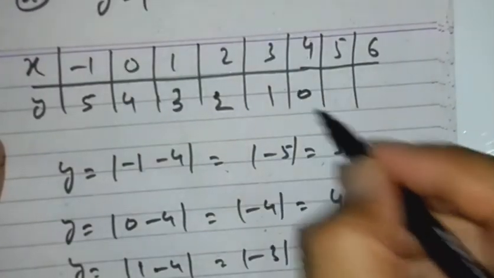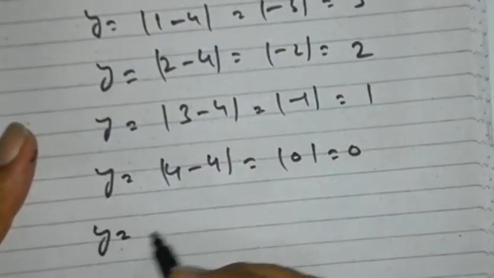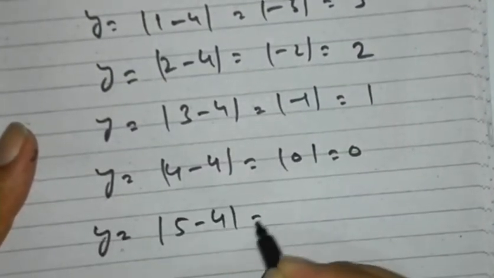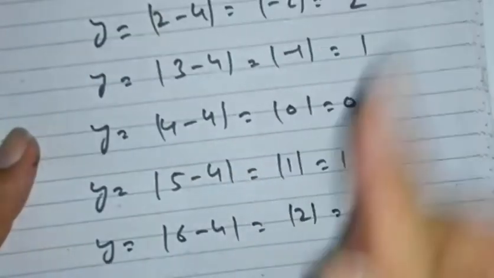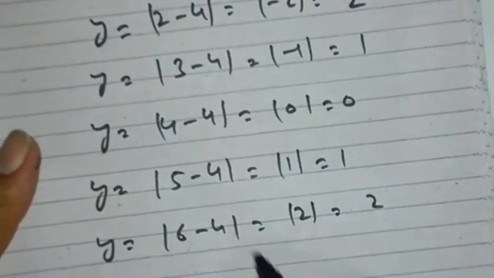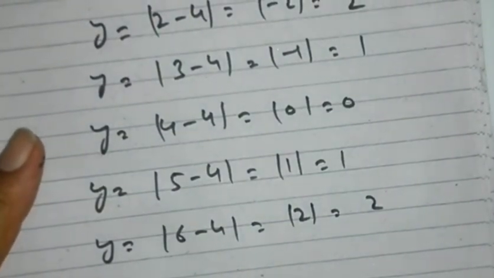So put here 0. And now put y equals |5 minus 4|, which is |1|, which is 1. So here 1. And y equals |6 minus 4|, which equals |2|, which equals 2. Put here 2. Now we will plot the graph of this function by coordinate axis.